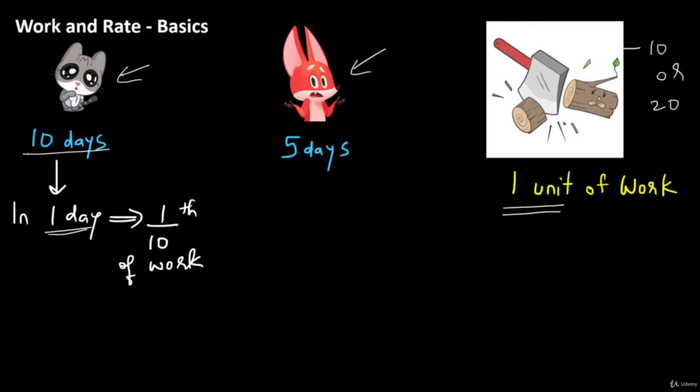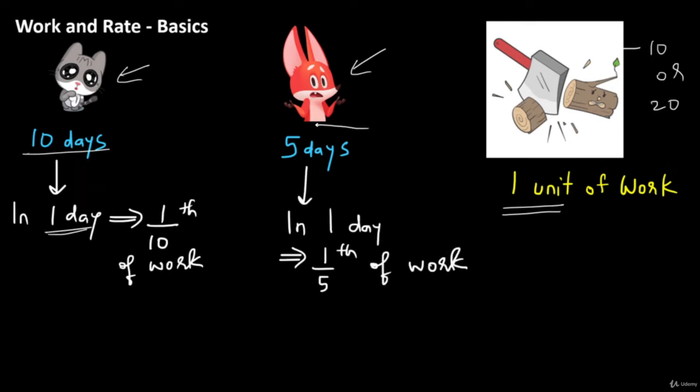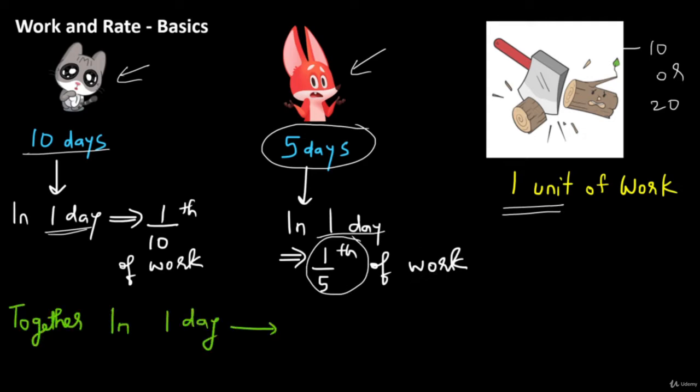Similarly, in 1 day, Mr. Fox can complete 1/5th of the work, right? Let me repeat. In 5 days, Mr. Fox can complete the whole work. Therefore, in 1 day, he can complete 1/5th of the work. Alright, now let's see how much of the work can be completed by both of them working together in 1 day. Now, there are two approaches in which we can approach this.